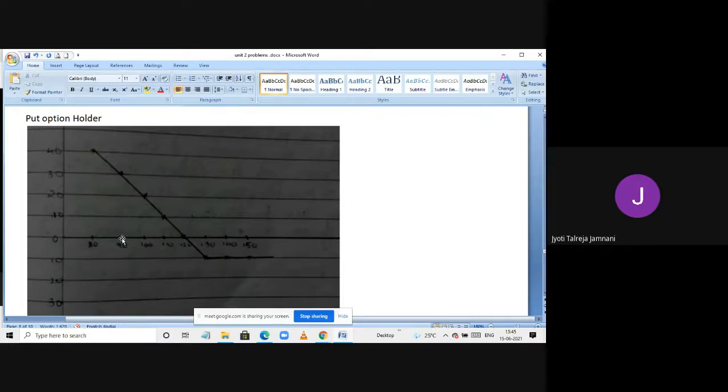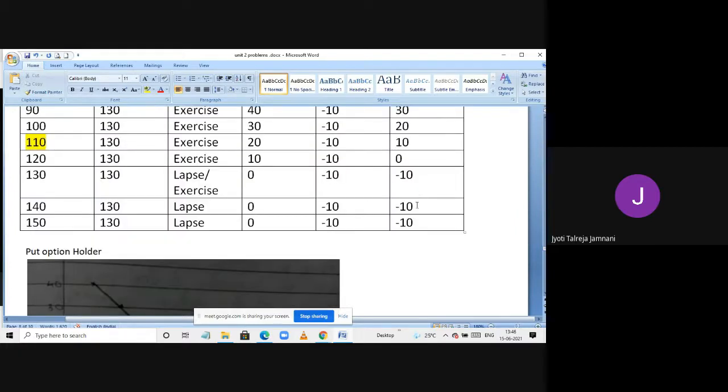Similarly, at 90 rupees, we had a gain of 30. So I draw a dot near 30. And then for 100, we had a gain of 20. For 110, we had a gain of 10. At 120, there was no gain, no loss, 0. So it's on the line, on the axis. And then at 130, we have a loss of minus 10, 140 and 150. All the three gave us a loss of minus 10.